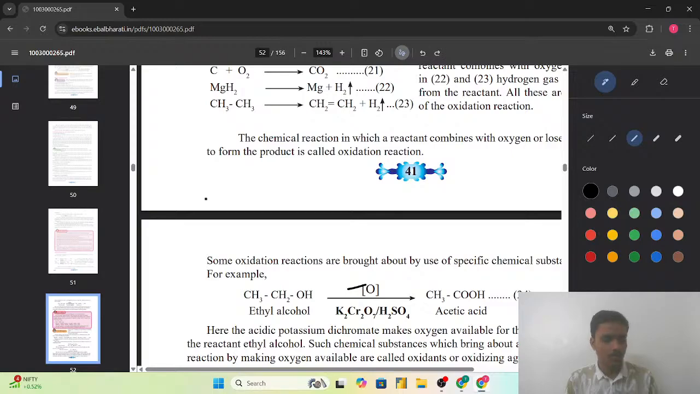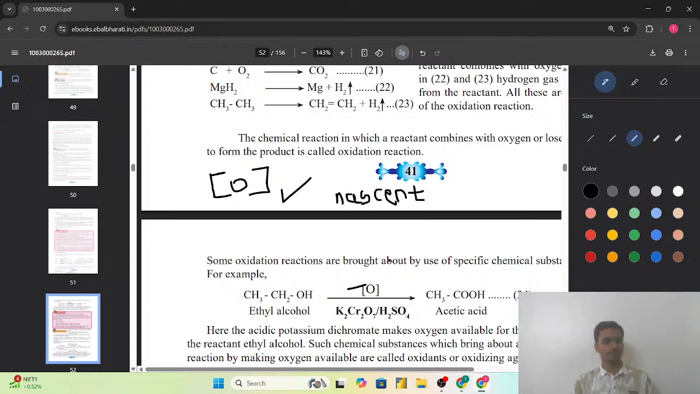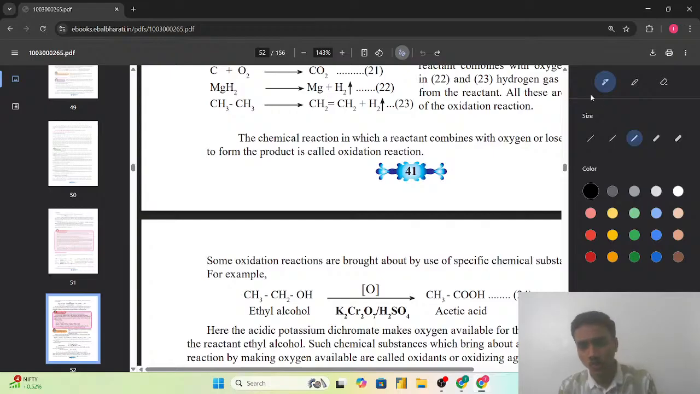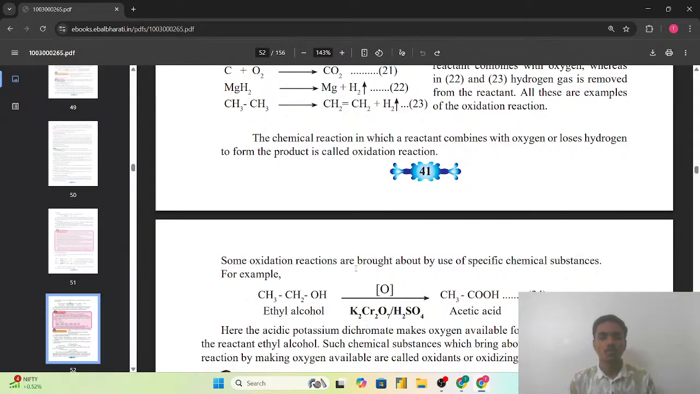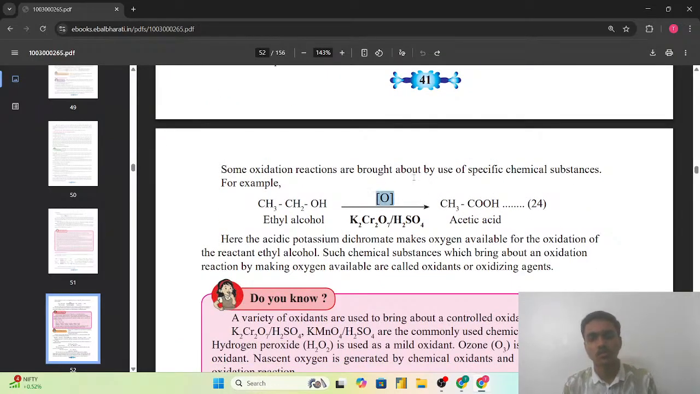So when the oxygen is represented like this, then it is called nascent oxygen. Nascent oxygen. So you will be seeing about this when we study the science group regarding this stuff.